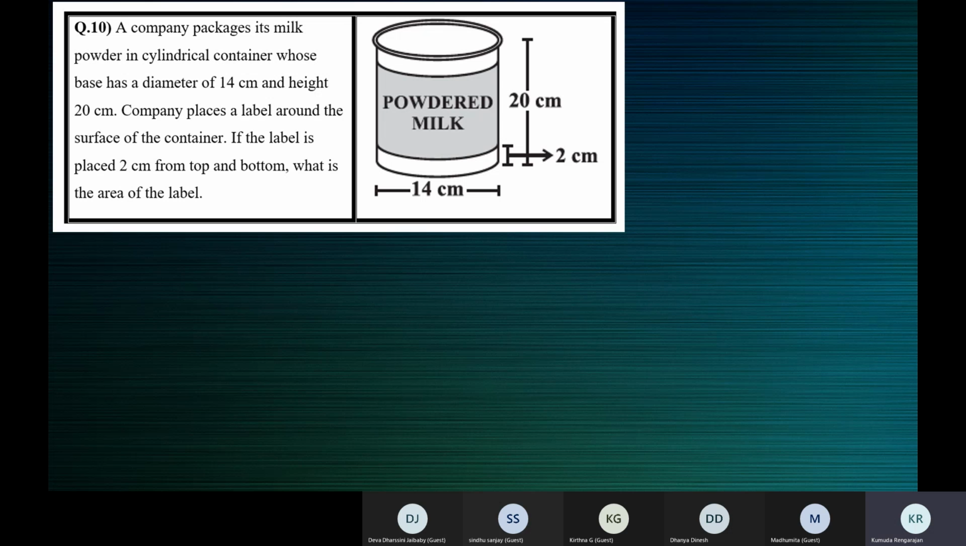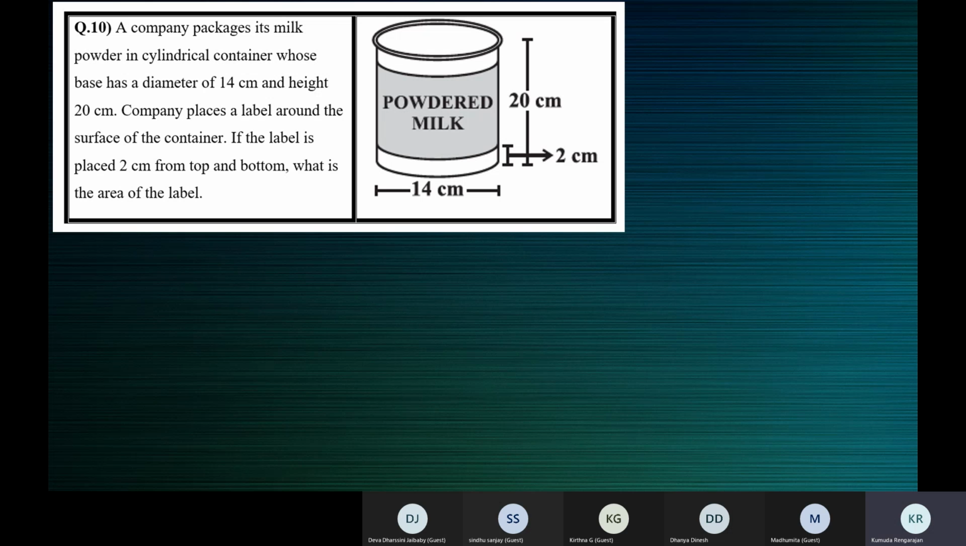What is the radius of the container? Ma'am, 7 centimeter. Very good. What is the radius of the label? The label is now looking cylindrical. What is the radius? 7 centimeter, ma'am. Yeah. Now what is it that we have to find? What is the area of the label? The label looks cylindrical, right? And it is a hollow cylinder. It has only the curved surface area.